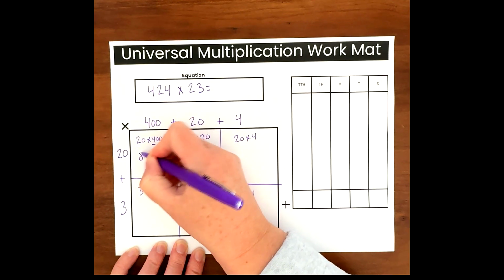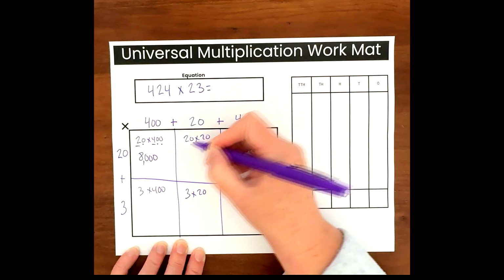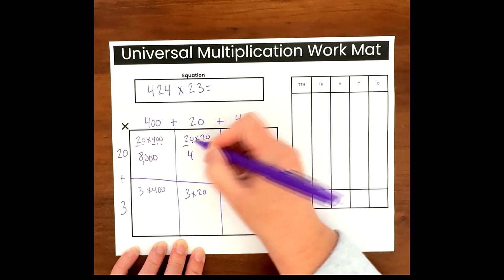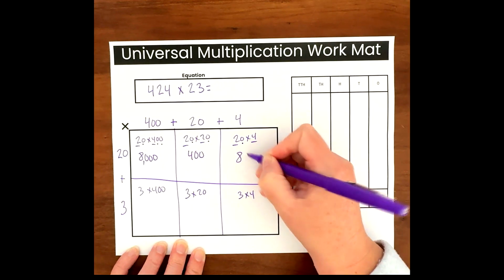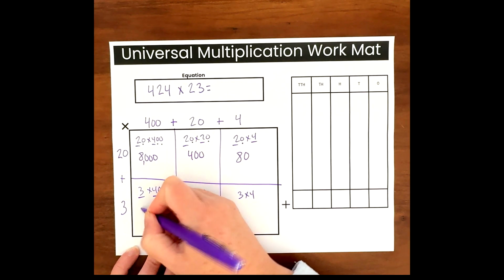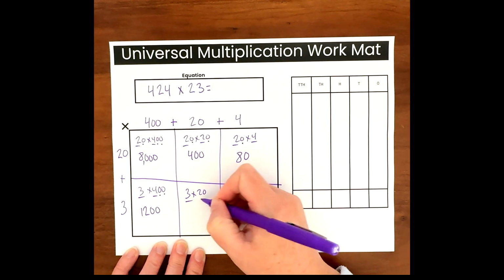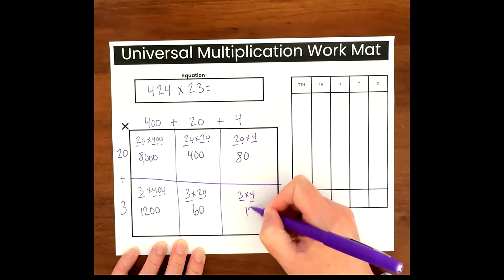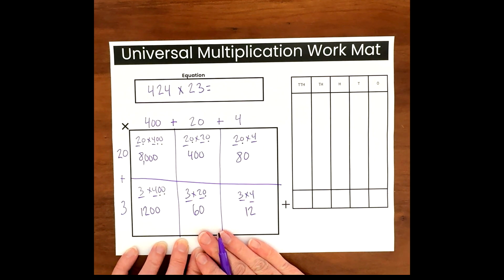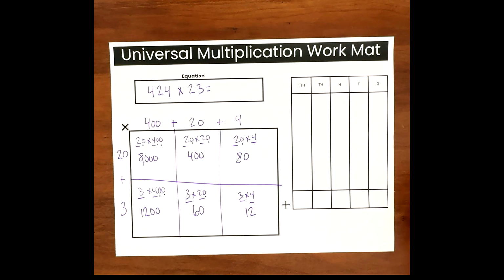2 times 4 is 8. 1, 2, 3. 3 zeros. 2 times 2 is 4. 1, 2 zeros. 2 times 4 is 8. 1 0. 3 times 4 is 12. 1, 2, 2 zeros. 3 times 2 is 6. 1 0. 3 times 4 is 12. Once we have our partial products, we're going to take it over to find our product to 424 times 23.